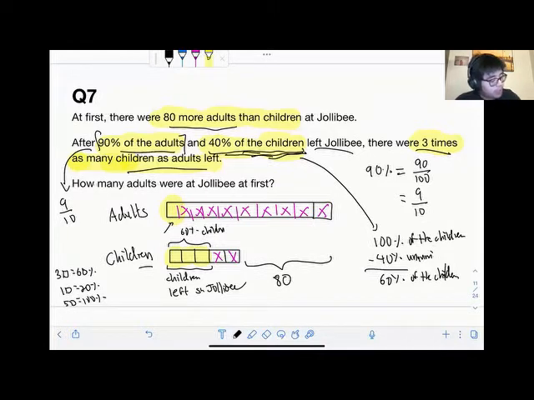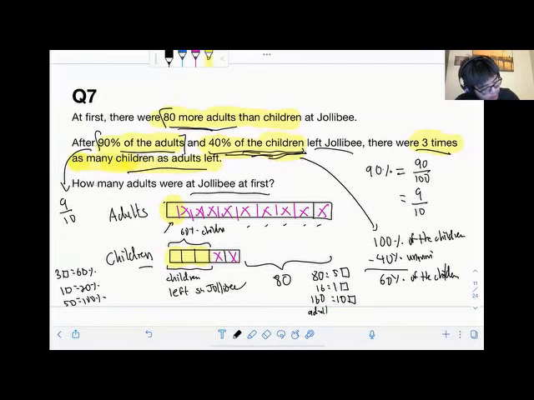And then we can just remember na there were 80 more adults than children at Jollibee dun sa una. And so 80 people is 1, 2, 3, 4, 5 boxes. No? So 80 is 5 boxes. So 16 people is 1 box. And how many adults were at Jollibee at first is 10 boxes. So times 10, 160 adults.